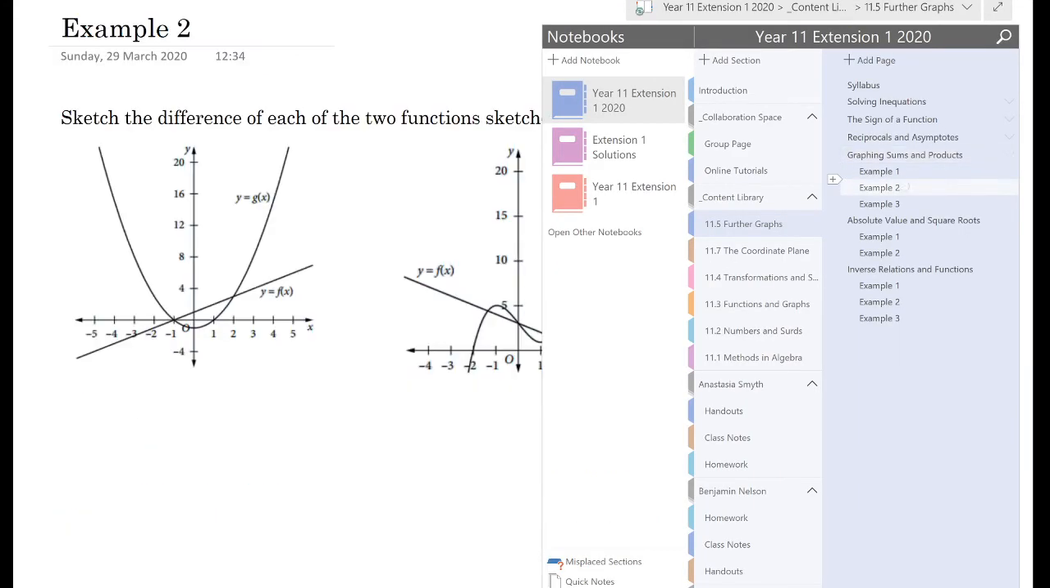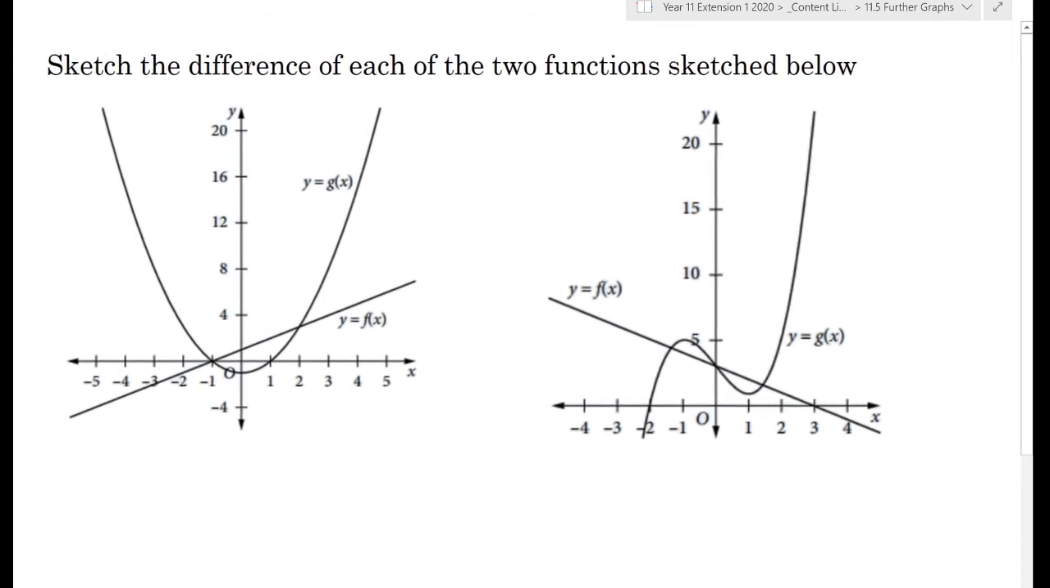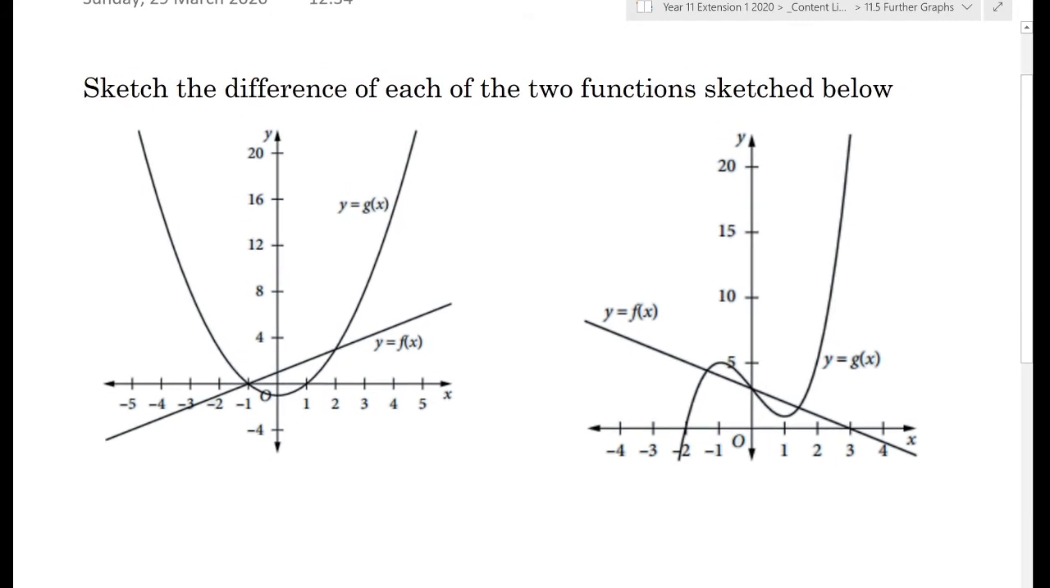Okay, so let's do example 2 for that one. And it's the same two functions, funnily enough, but we're going to sketch the difference this time. So f of x is the line. That's the one that we need to be doing first. And then g of x is the second one. So I'm basically saying, take this line and subtract the parabola away from it.